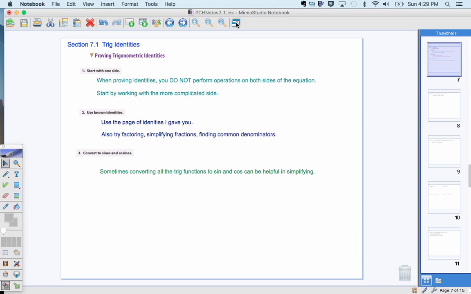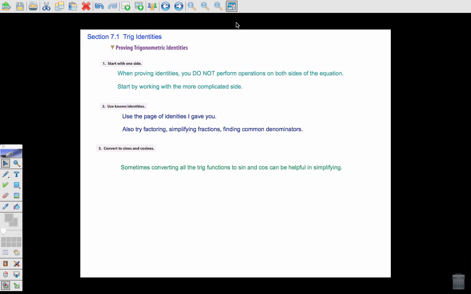Okay, the last section that we're going to look at is section 7.1, which is on trig identities. All right, so you need to write the following notes in your notebook. All right, so we're going to talk about proving trig identities.